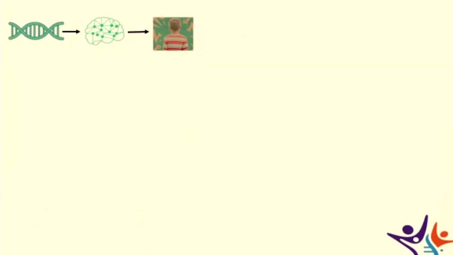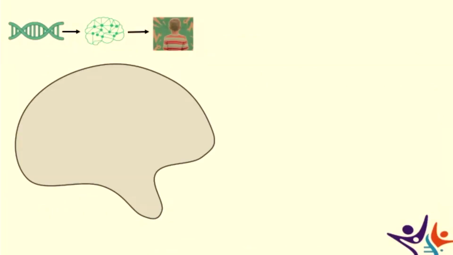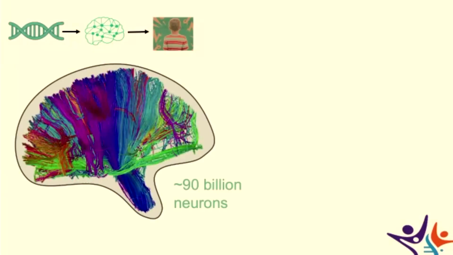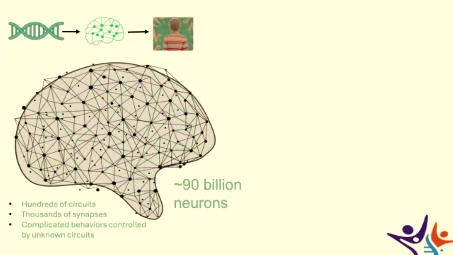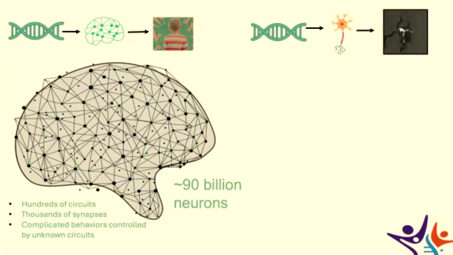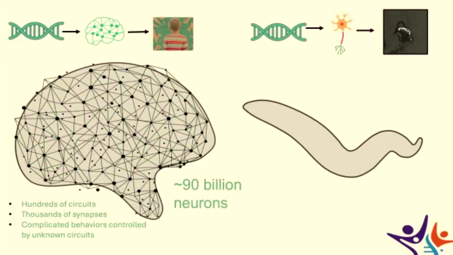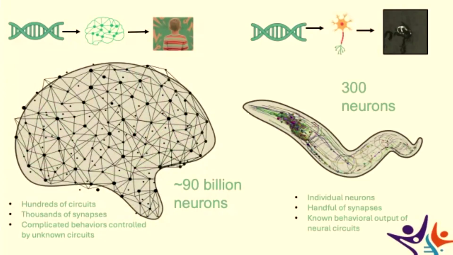Instead of trying to ask questions about how genes control neural circuits and behaviors in the human brain, which consists of 90 billion neurons and hundreds of circuits, each connected by thousands of synapses that control multiple complicated and unknown behaviors, we can use C. elegans with just 300 neurons, in which we can study individual neurons and circuits that are made up of just a handful of synapses in which we know the behavioral output.